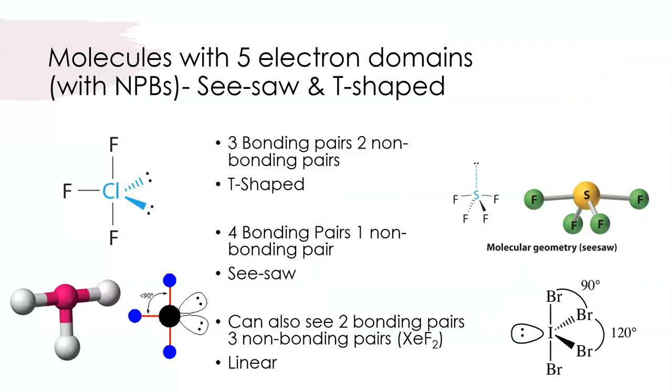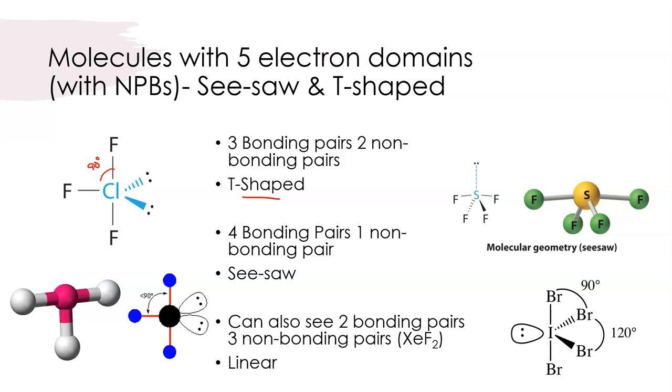We can also see molecules with 5 electron domains where we have bonding pairs and non-bonding pairs. In this case, we can have 3 bonding pairs and 2 non-bonding pairs, which gives us a T-shaped molecule that we see on the left over here. These are fairly unusual compounds that form under special conditions. So we can see here we have ClF3, which has 2 lone pairs on the central chlorine and 3 fluorines. This is a T-shaped molecule where we have 90 degrees between each bond.